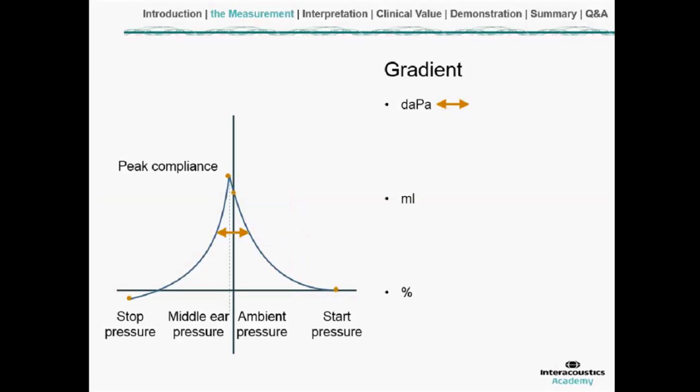Another method is that you take the peak compliance value, and then on both sides you move 50 decapascal away. With that you find the corresponding compliance values. They might not be completely the same, so you take the average of the two, and that gives you a gradient on a milliliter scale. Now, some people like to compare this milliliter gradient with the total height of the tympanogram, so they compare it to the peak compliance, and that is giving us a gradient with a percentage scale. I believe that worldwide it's most people using the gradient on the pressure scale, so half the height of the tympanogram and then looking at the width of the tympanogram.